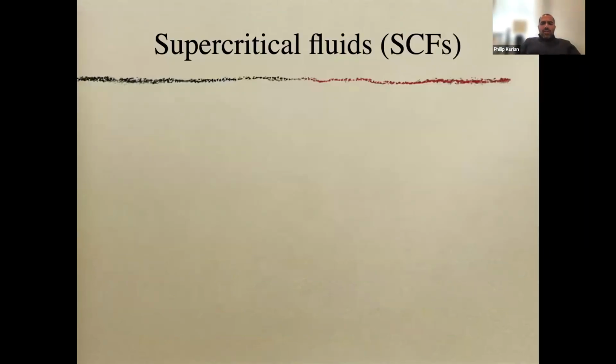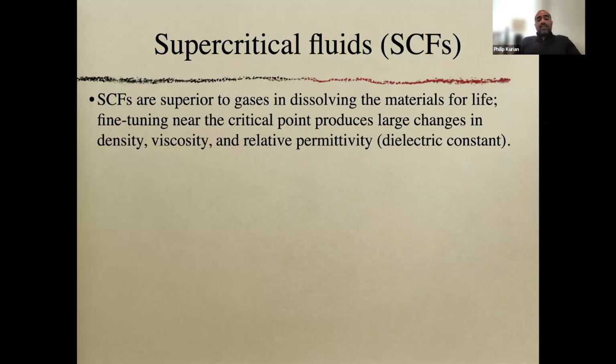So I thought I'd talk a little bit about supercriticality. Stan mentioned it in his introduction, talking about how nano-confined water has been observed, or water that's confined to tubes, to have an extremely high flow rate and extremely high predicted permittivities. So this is in confined spaces. But in supercritical fluids in general, the distinction between liquid and gas becomes much more blurred, and they are superior to gases in dissolving the materials for life.